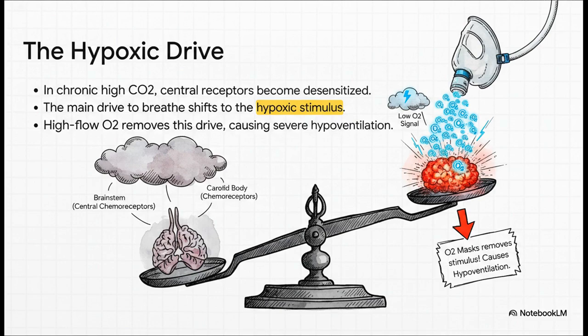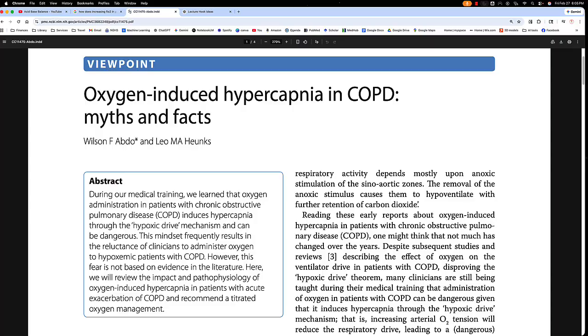So what happens? Their main stimulus to breathe actually shifts over to the peripheral chemoreceptors, which are responding to their chronic low oxygen. Now, if we come along and give them high-flow oxygen, we fix the hypoxia. But in doing so, we've just pulled the rug out from under their main drive to breathe, and that can lead to profound hypoventilation and acute respiratory failure. It's a classic iatrogenic trap.